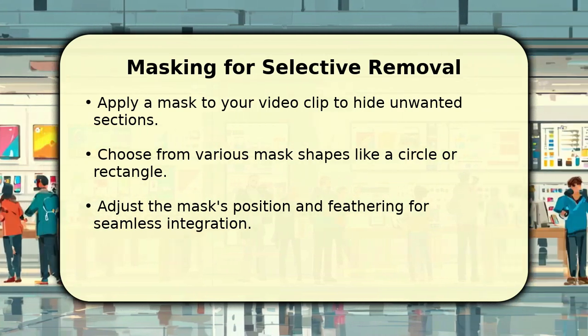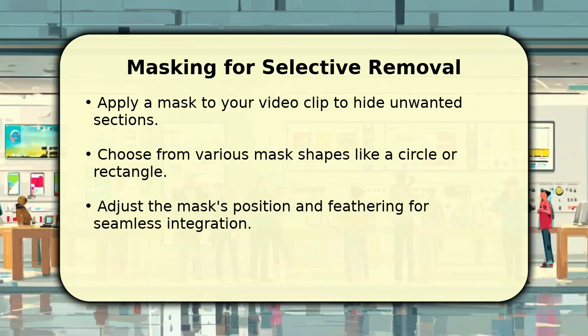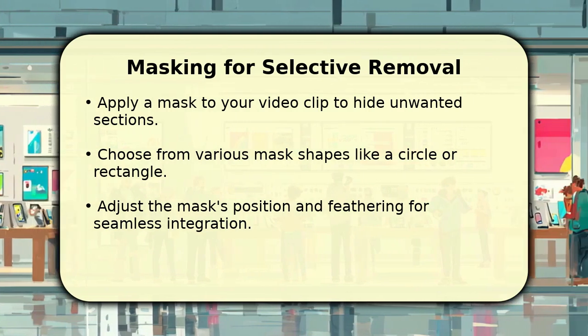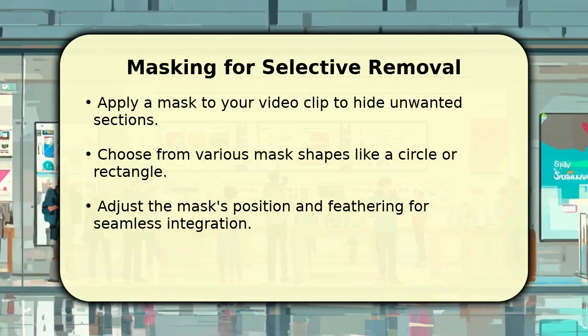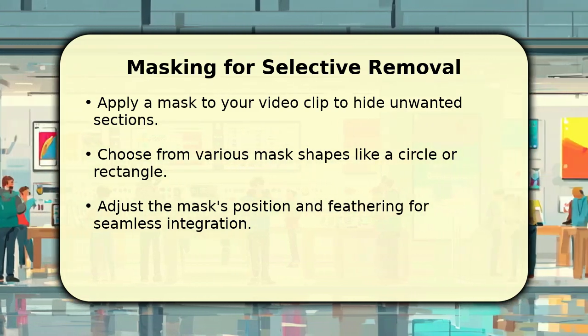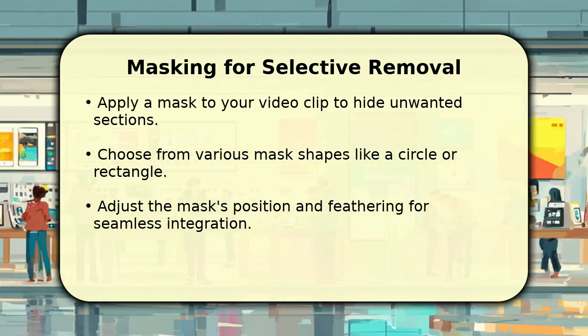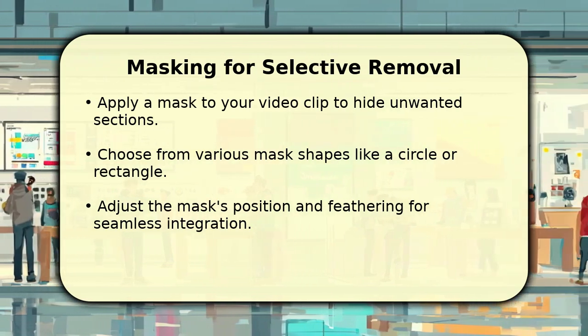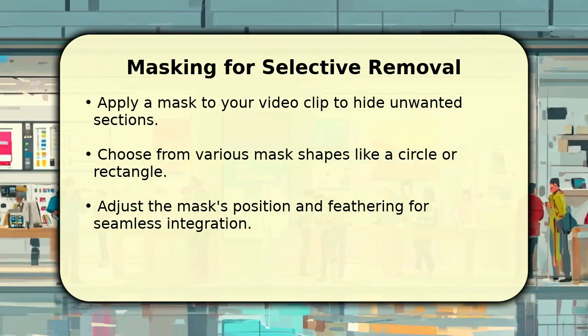Tap on your clip, then find the mask feature in the editing options. You can choose a shape like a rectangle or a circle, then adjust its size and position to cover the element you want to erase. Adding a slight feather effect can help blend the edges smoothly, making the removal appear natural.